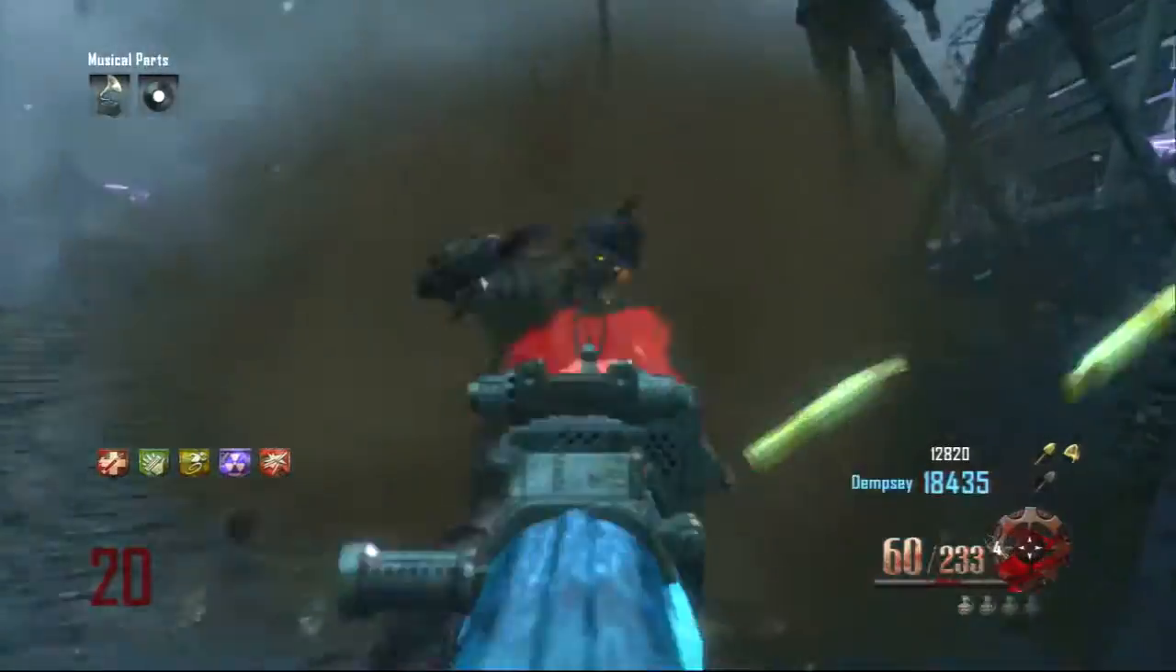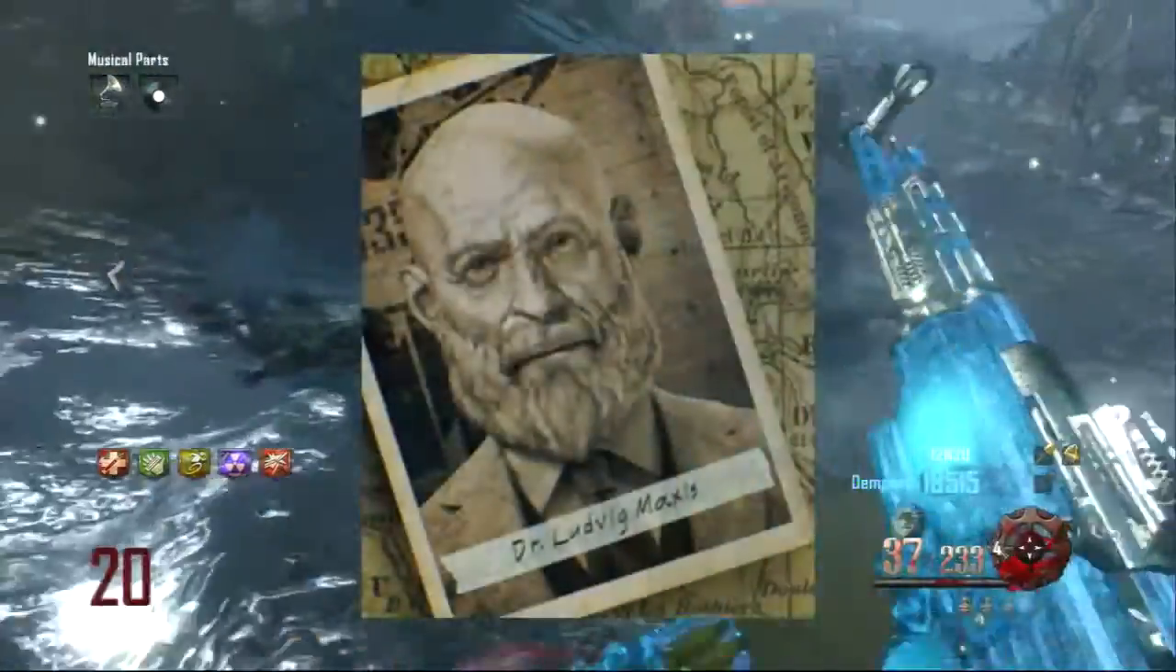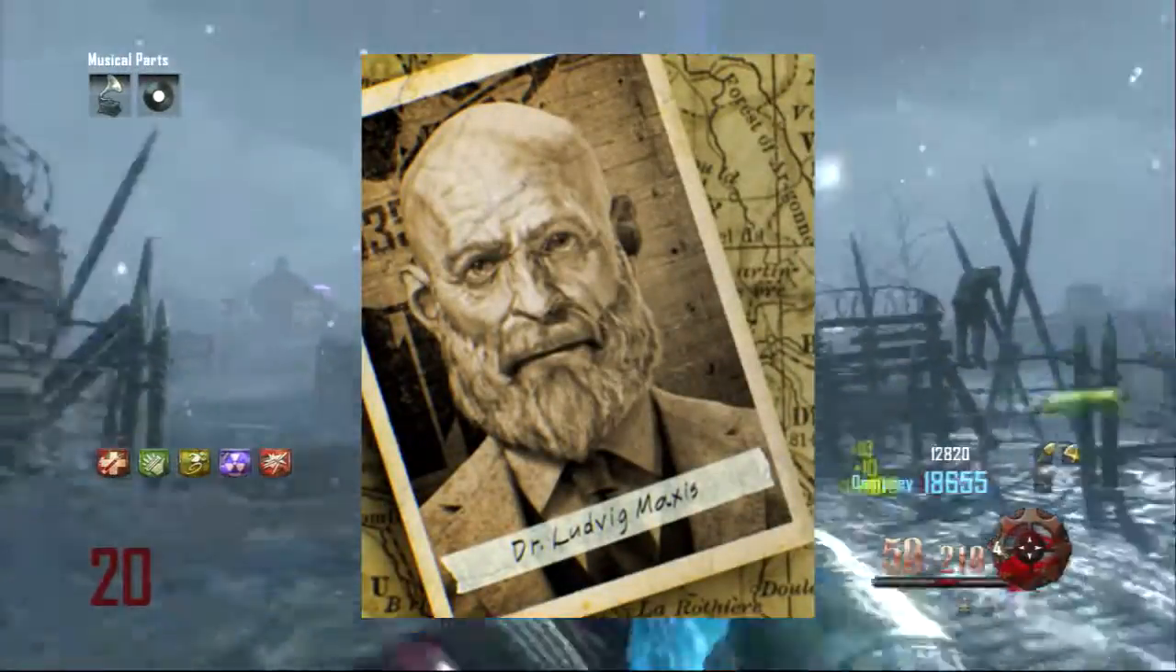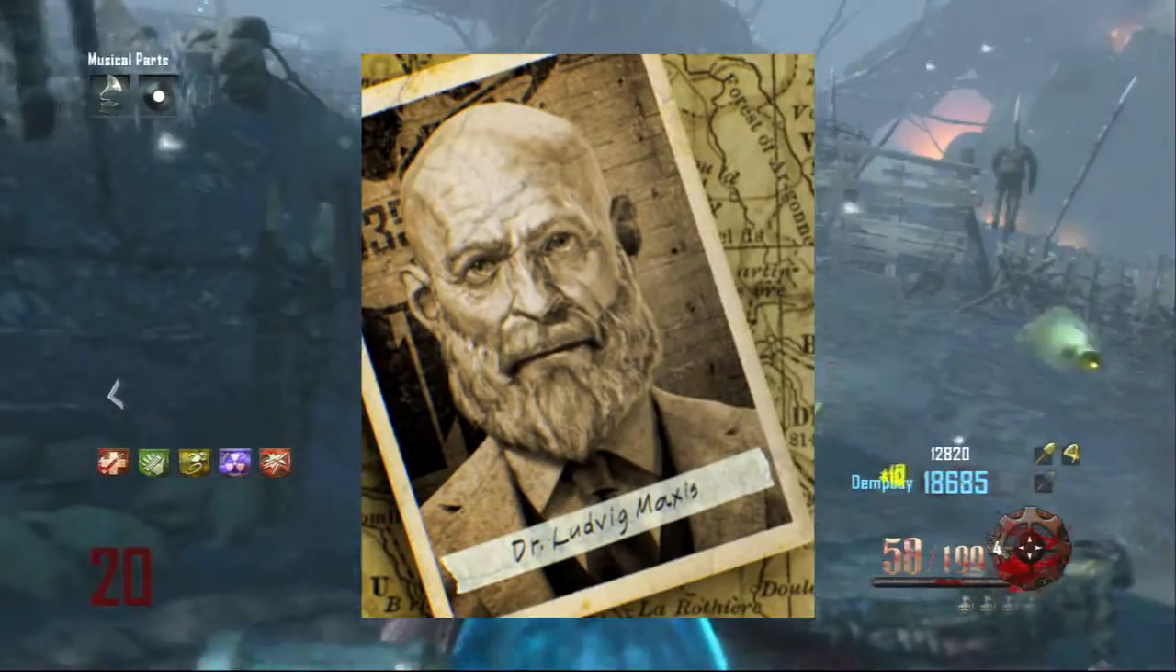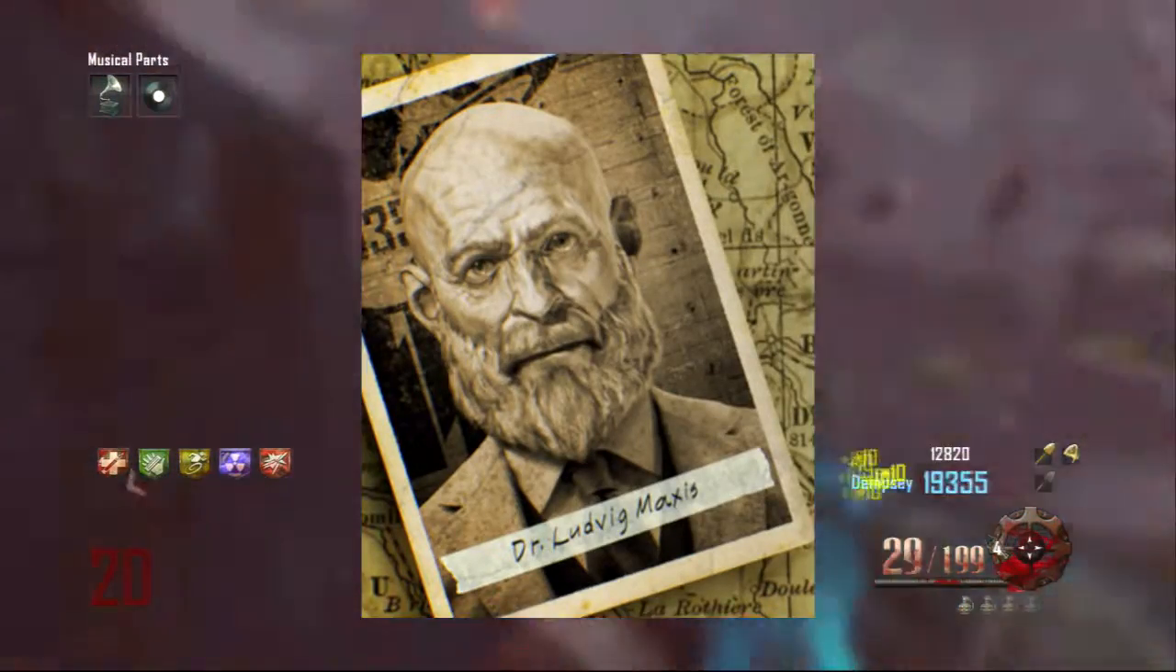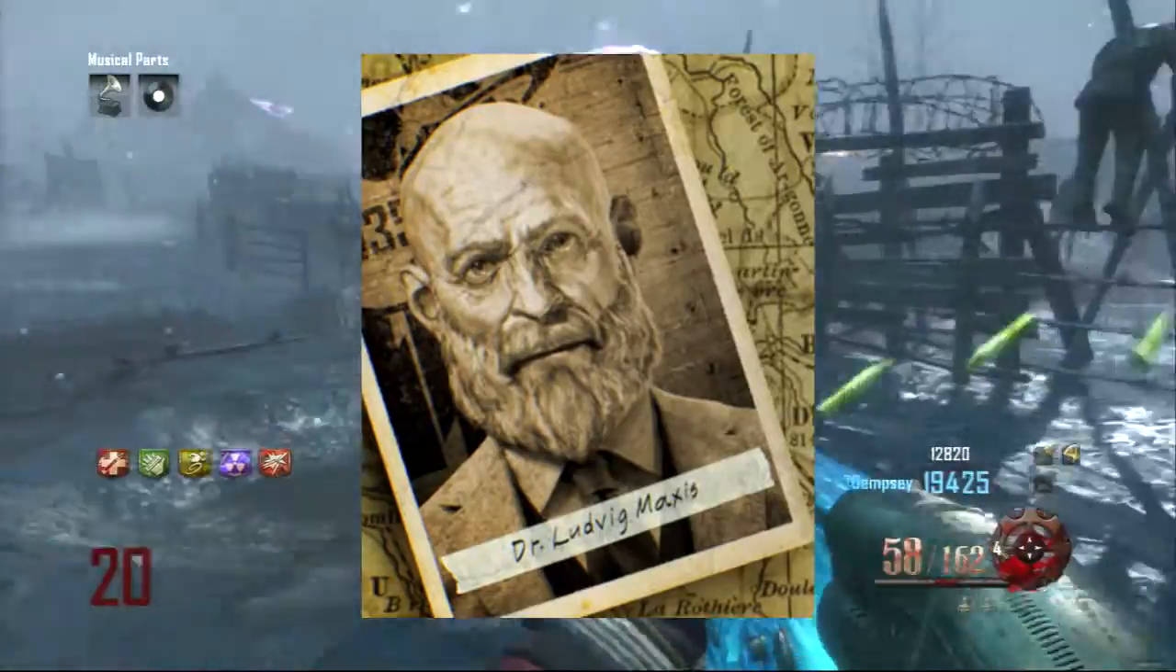Dr. Ludvig Maxis is sort of the villain. He's the antagonist of the zombie storyline. He's one of the two lead scientist characters. If you didn't know, it's sort of two scientists, and it's sort of a betrayal, and that's sort of the zombie storyline, how it all kicked off.